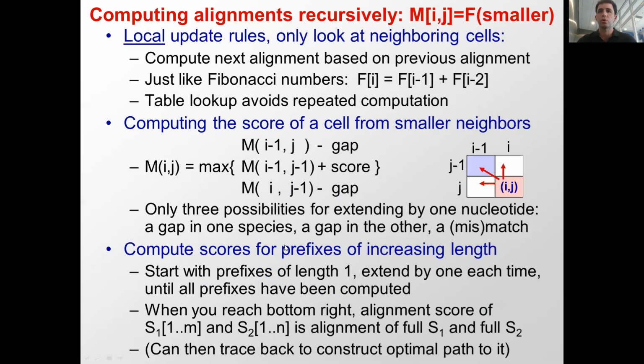So to compute the scores for the prefixes of increasing length, we just start with prefixes of length 1 and extend by 1 each time until all prefixes have been computed. And when you reach the bottom right of your matrix, the alignment score between S1 prefix all the way to M and S2 prefix all the way to N is the alignment of the full S1 sequence to the full S2 sequence. And then we can simply trace back to construct the optimal path.